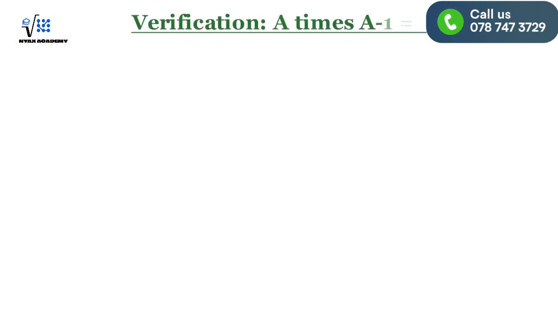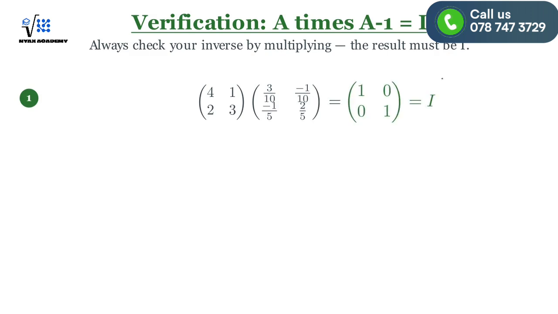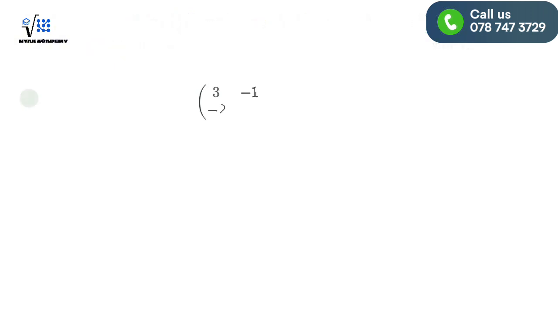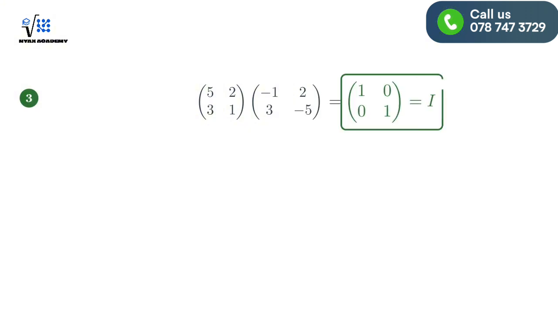For verification of our inverses, if we multiply our original matrix by its inverse, we should get an identity matrix. So our first example checks out, and let's check again for our second example. Our matrix A multiplied by its inverse again results in an identity matrix, so we were correct. Then for the third again, if we multiply it by its inverse, we are getting an identity matrix, so we were correct again.